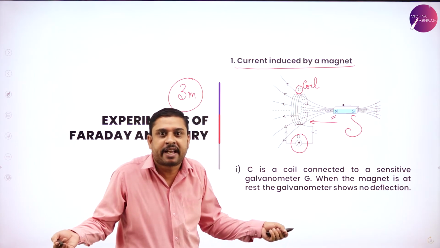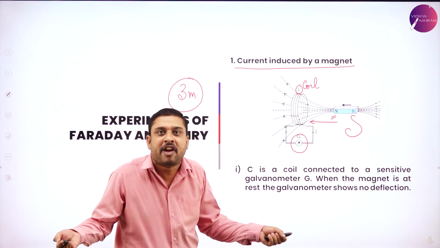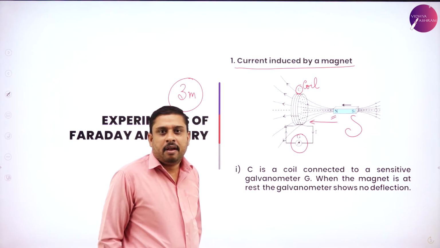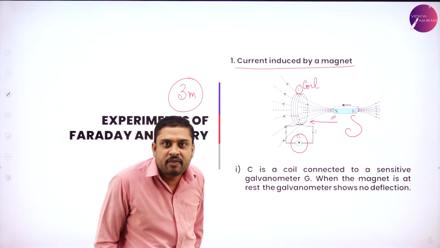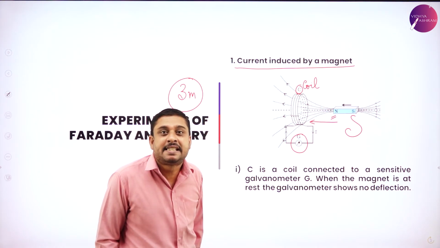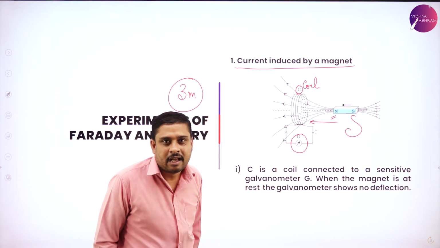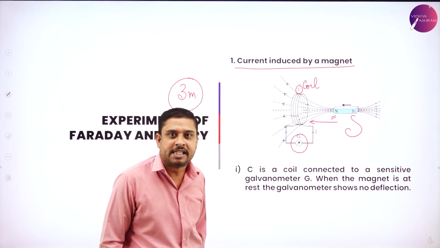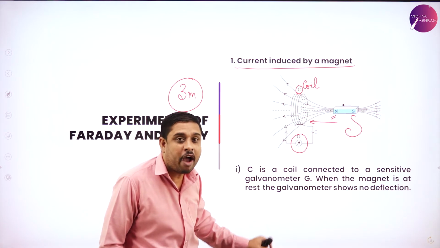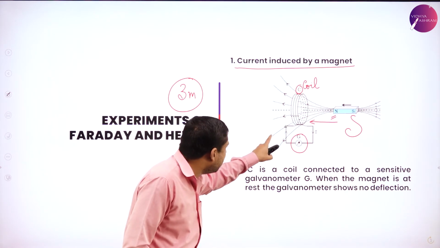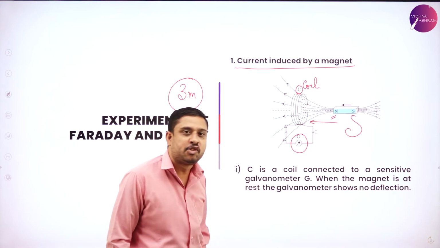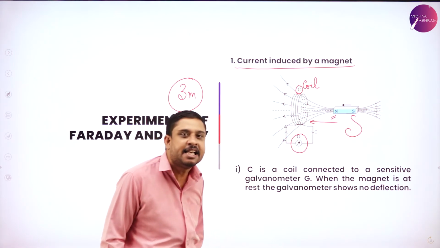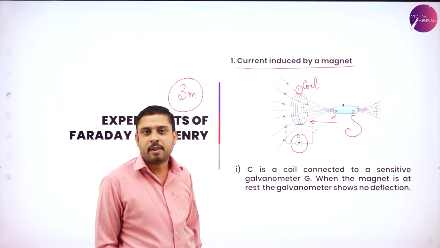So automatically magnetic flux around the coil is disturbed. Magnetic field strength around the coil is changed. Therefore, an EMF is induced in the coil, and this EMF gives rise to a current which is sensed by this galvanometer.